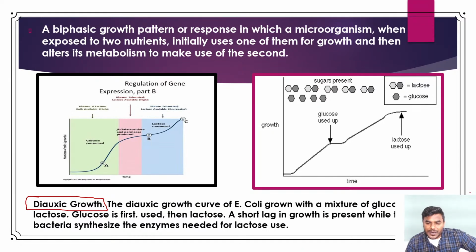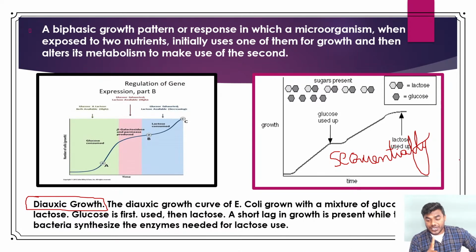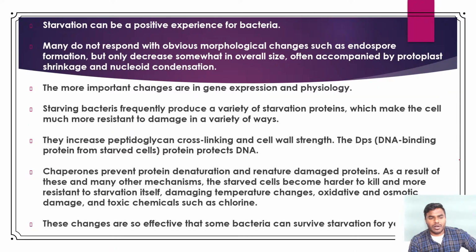And I clearly told all of you, friends, when 2 sources are available, please don't think that the bacteria use the 2 sources at a time. It never happens. It never uses the 2 sources simultaneously. As we discussed in the question also, it will use the 2 sources sequentially only. First it uses one source, followed by the other source. I hope everyone remembers that.